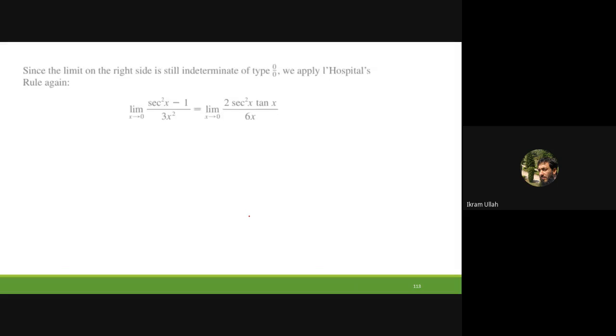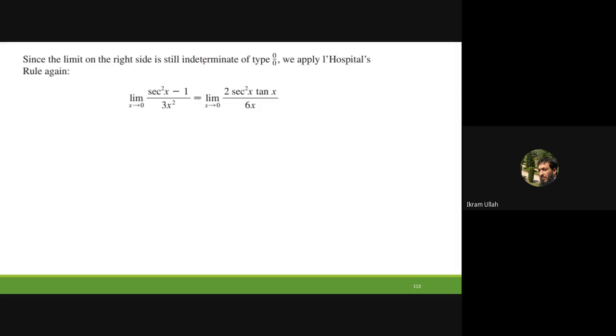Now the limit on the right hand side is still of indeterminate type when applying the limit directly. Secant squared 0 is 1, 1 minus 1 is 0, and here 0. So again we get the 0 by 0 form. To remove this indeterminate form, we use L'Hopital's rule again.